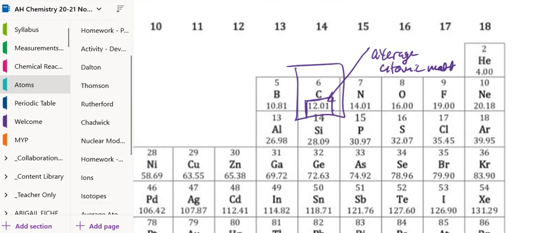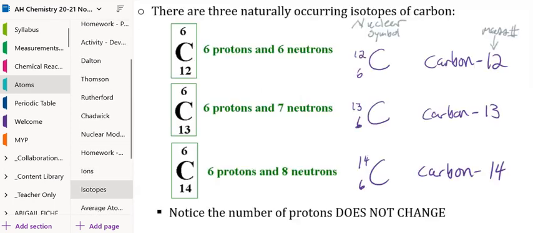So let's go back to what we were looking at. The average atomic mass is 12.01. They don't tell you the unit. Well, there are 3 isotopes of carbon. One has a mass of 12, one has a mass of 13, one has a mass of 14. How is the average of those 12.01?